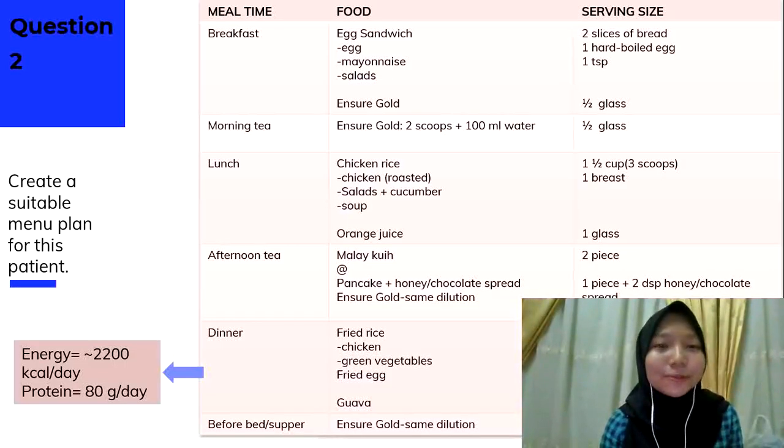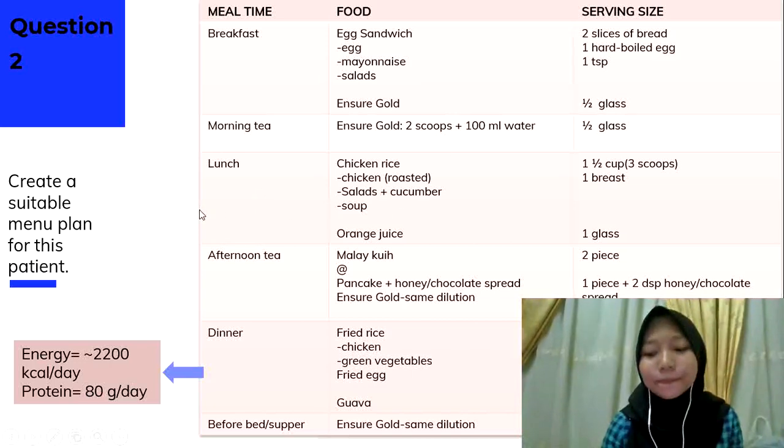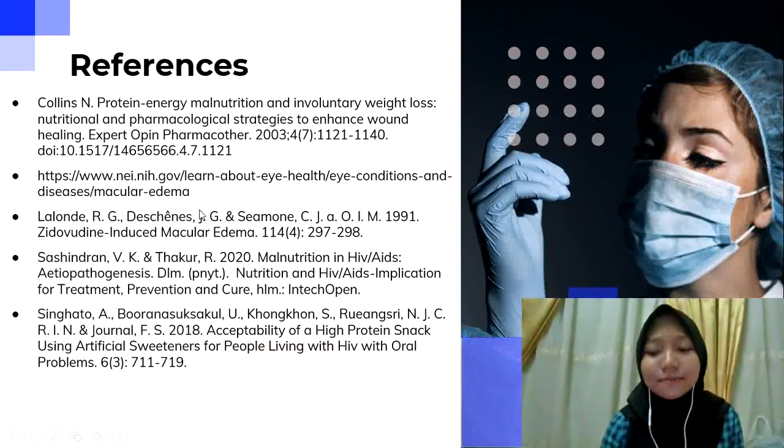And for question 2, I have created a suitable menu plan for this patient. And this will provide energy around 2200 kcal per day with protein 80 gram per day, including the ONS prescribed. Okay, so this is my reference.